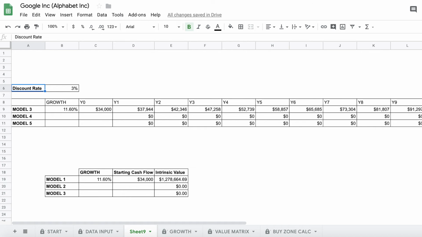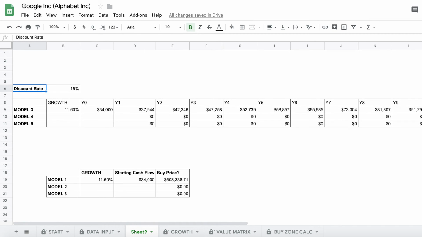Now, that sounds like a lot, but the intrinsic value is not how much we're willing to pay. So to work out how much we're willing to pay, we need to discount it at our required rate of return. So if we were to discount it at 15%, so no margin of safety, but we're looking to get a 15% rate of return, then the price that we get is $508 billion for the entire company. So the current market capitalization of the business is about $720 billion. So even looking at a 15% return with no margin of safety, it is still overvalued.